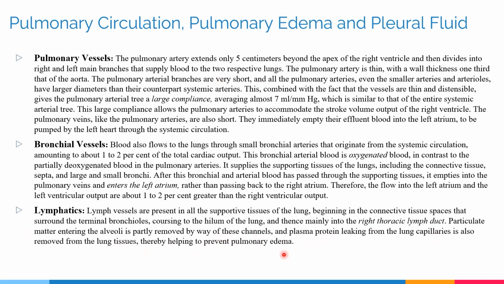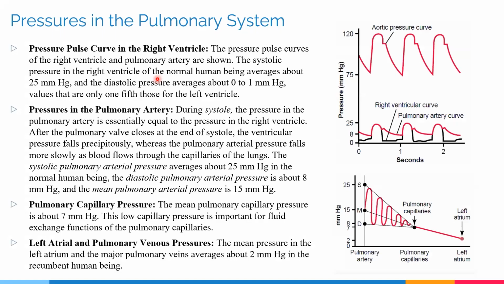So in this particular slide, we have looked through pulmonary circulation, edema, and pleural fluid. We are looking specifically at the pulmonary vessels, bronchial vessels, and the lymphatic system present in the lungs. Next, we will move into pressures in the pulmonary system. The first is we'll look into the pressure pulse curve in the right ventricle.